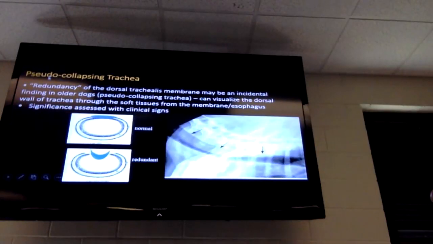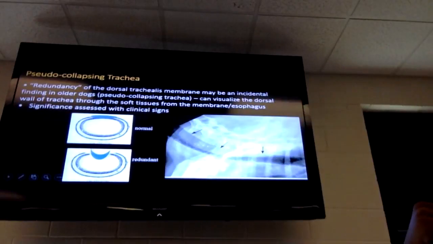All right, and then also there is a pseudo collapse. So do not confuse collapse with a pseudo collapse. It's a pseudo collapse, and the reason why, because you can actually see the wall of the trachea. Can you see that? That is the actual wall of the trachea, and this is a soft tissue opacity, which is actually redundant dorsal trachealis membrane or muscle. So it's just a sagging membrane. See, there is a muscle on the dorsal aspect of the trachea. Normally, that's how it should be. But in pseudo collapse, that muscle is kind of sagging down ventrally. And the most common location is mid-cervical to mid-thoracic. That's where you usually see it.